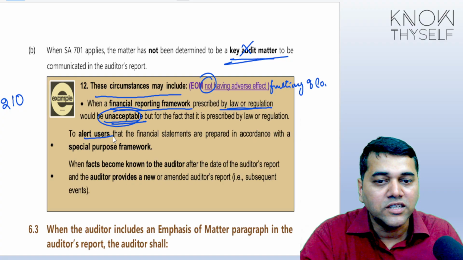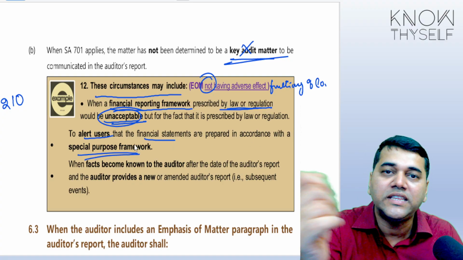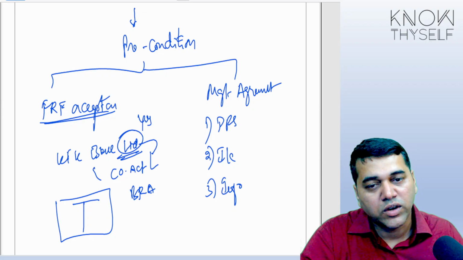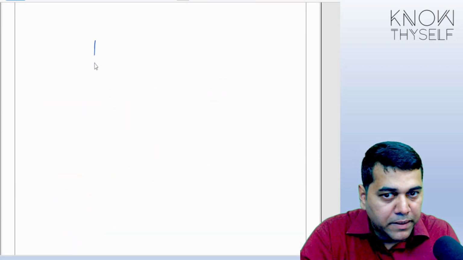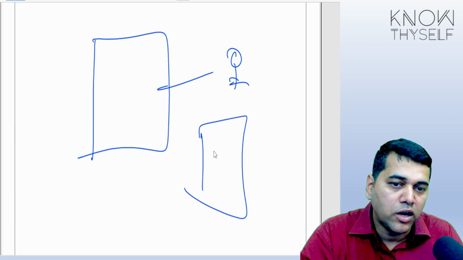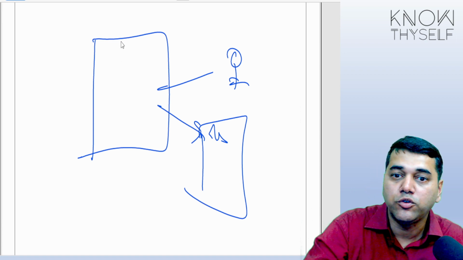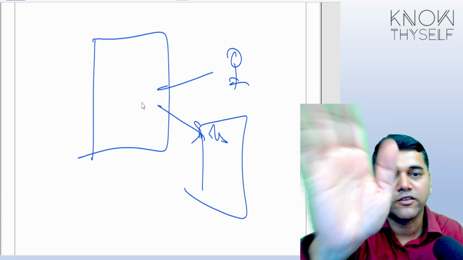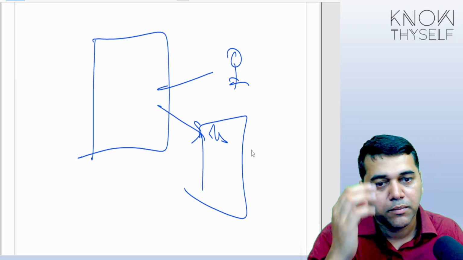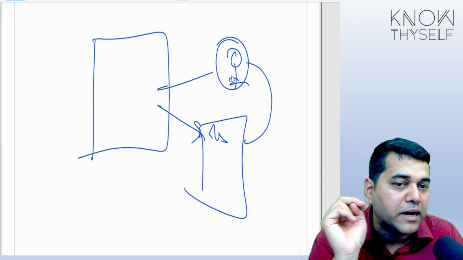Now, to alert the users that the financial statements are prepared as per the special purpose framework, we will see in the 800 series. What is the special purpose framework? We have prepared the financial statement for one specific user, and you have given one audit report on this. Now, what can management do? Management can give this financial statement to the bank also. Look, our auditors have certified this financial statement. When I audited, I kept them in mind because this is specifically prepared for them.